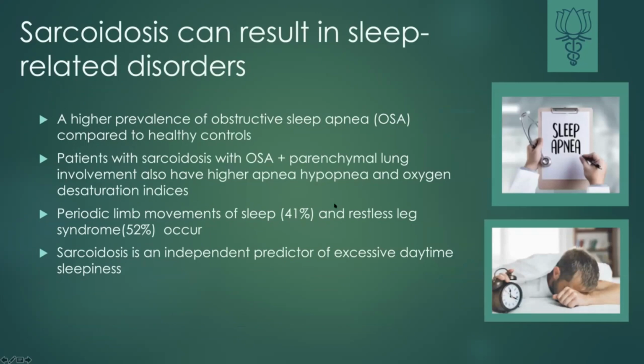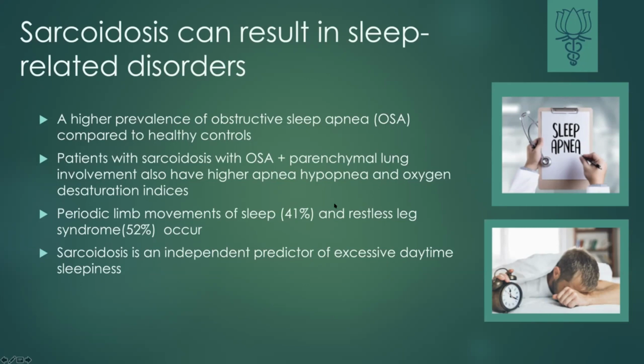Now, when it comes to sarcoidosis, there are sleep-related disorders associated with it. There's actually a higher prevalence of obstructive sleep apnea with sarcoidosis patients. And those sarcoidosis patients that have obstructive sleep apnea and also have the sarcoid that involves their lung parenchyma have higher rates of apnea or hypopnea and oxygen desaturation.